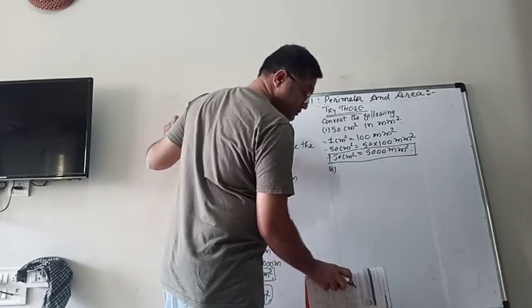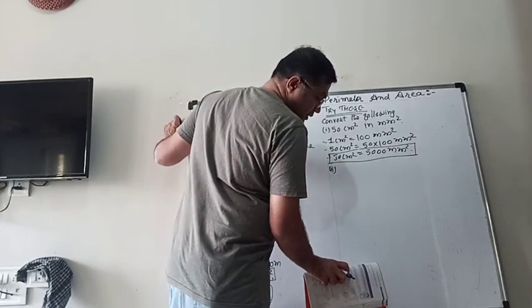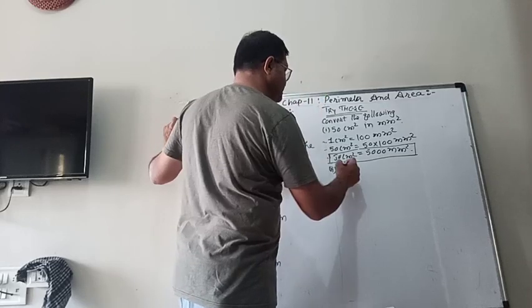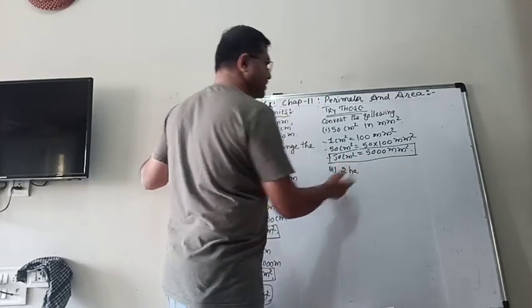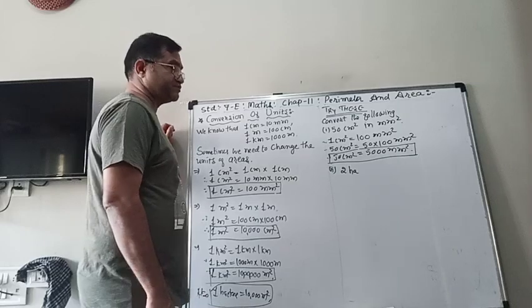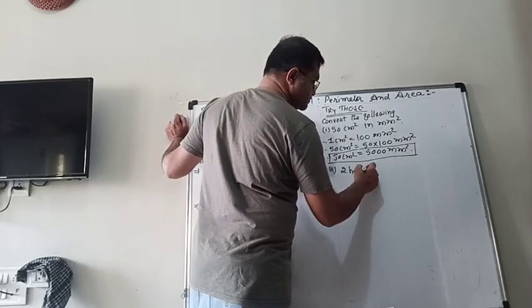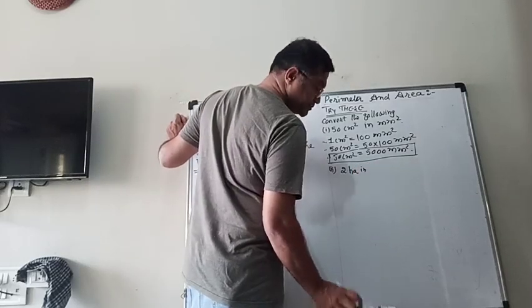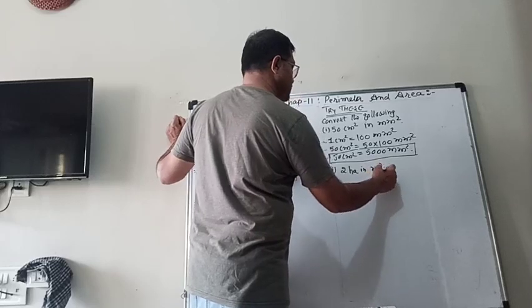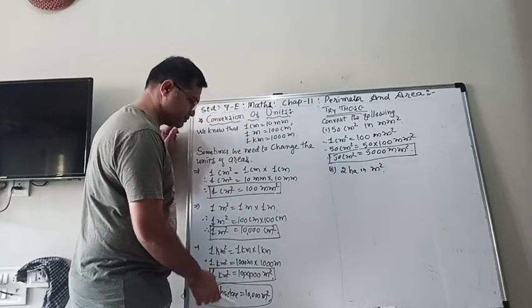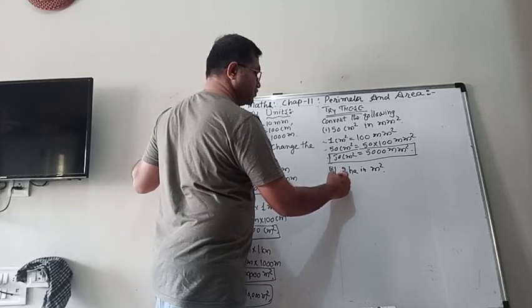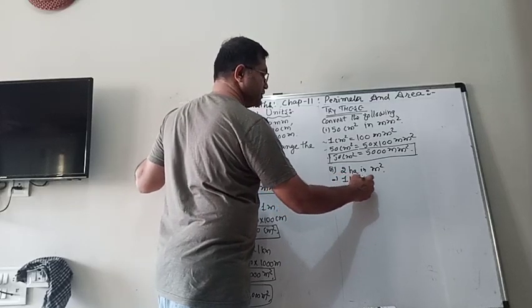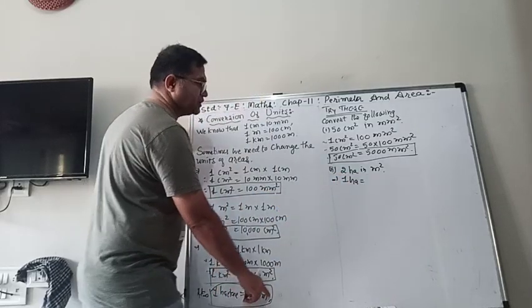Second one is 2 hectare in meter square. Here HA is the short form for hectare. 2 hectare in meter square. Now you need this one. So 1 hectare is how many? 10,000 meter square.